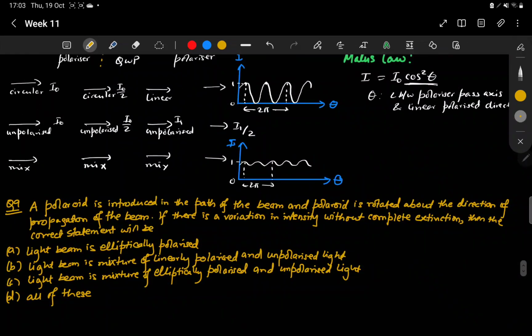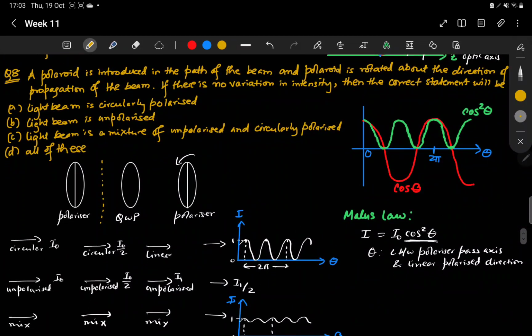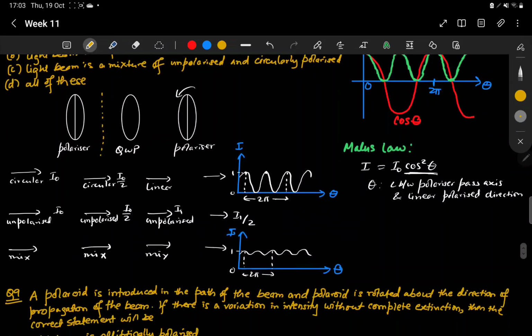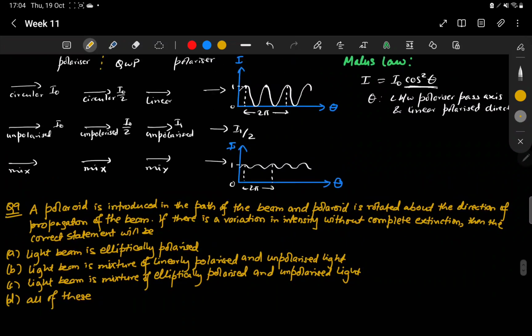So this, if you see, is similar to the above. In question number 8, there was no variation in intensity after the first Polaroid. In question number 9, for this particular question, there is a variation in intensity after the first Polaroid, but this variation is such that there is no complete extinction. No complete extinction meaning it does not go all the way down to 0. Okay, so the poll has been relaunched. Please attempt the question.